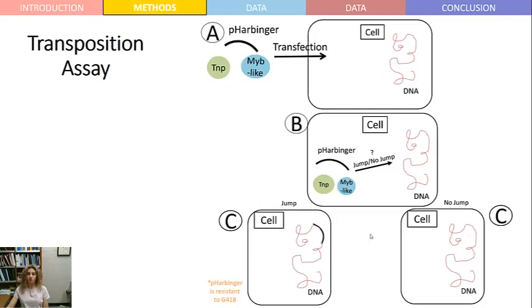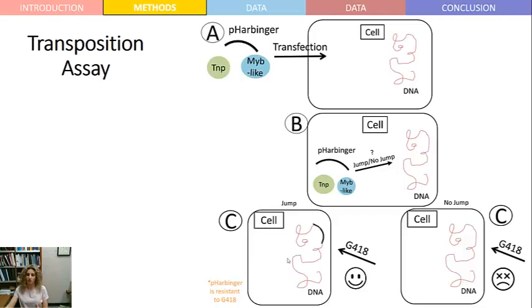Now, to quantify this and measure the transposition frequency, what we did is we inserted a drug called G418 that killed every single cell in which Harbinger did not insert itself into the DNA of the cell. And the way that this works is that Harbinger has a neomycin gene that is resistant to G418. So when it jumps into the DNA of the cell, it brings along that resistance to G418. So basically what we did is we tied every single transposition or jumping event to a living cell.